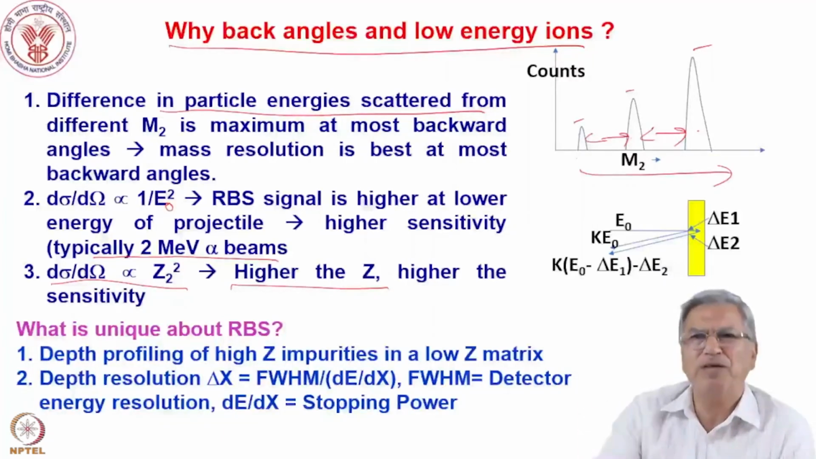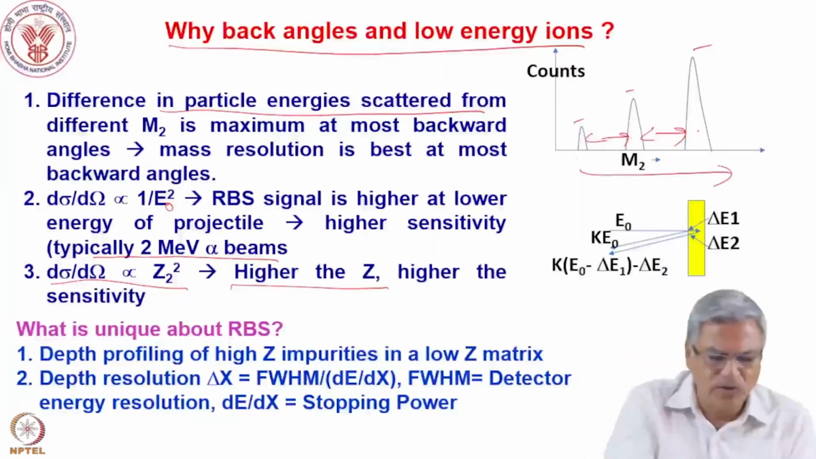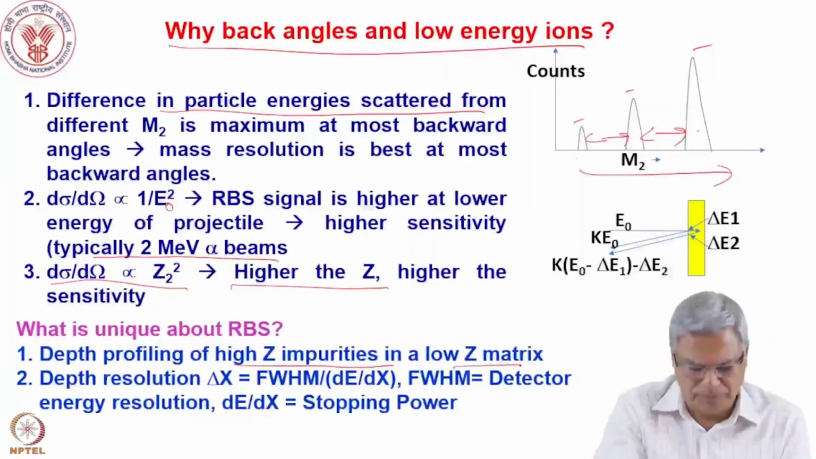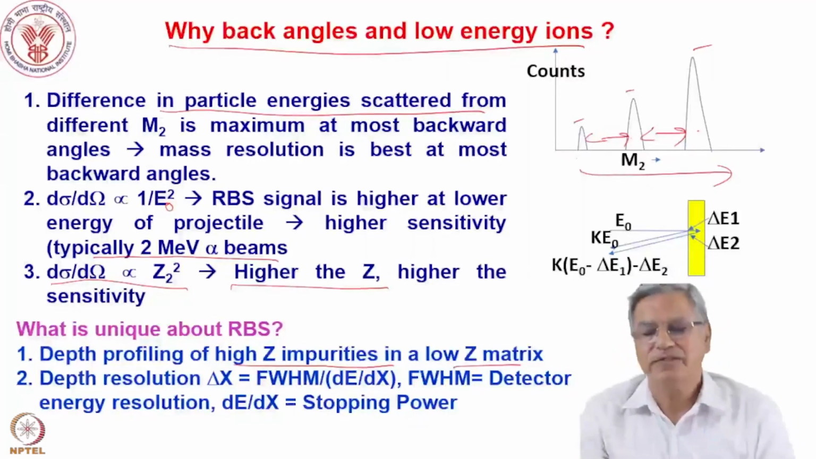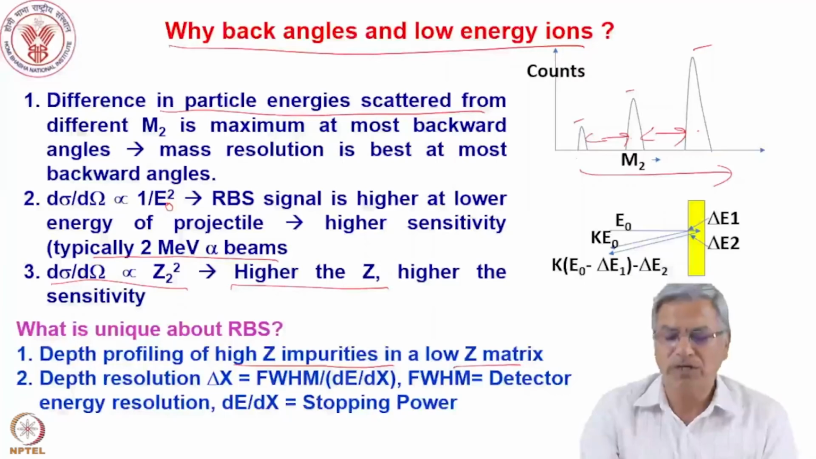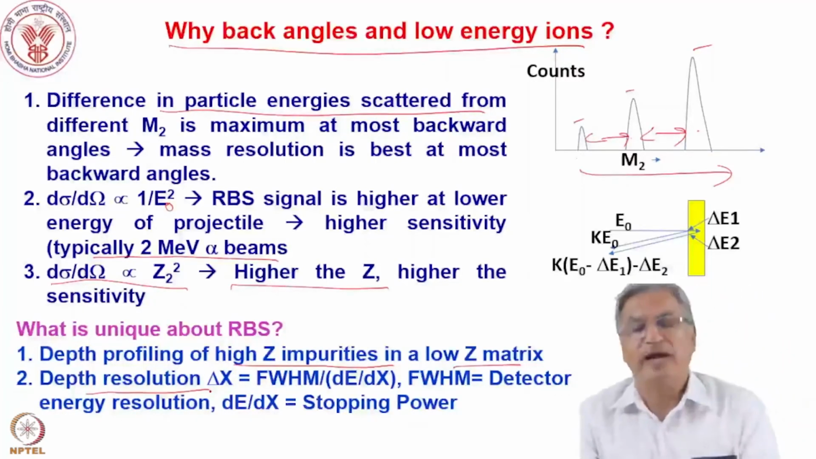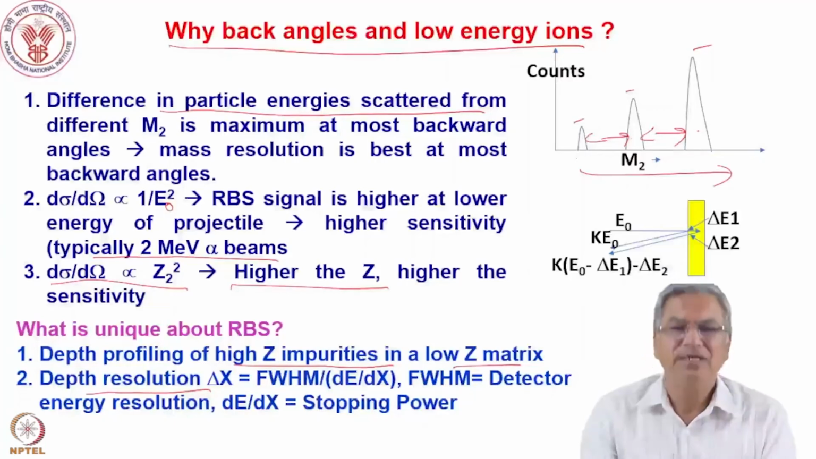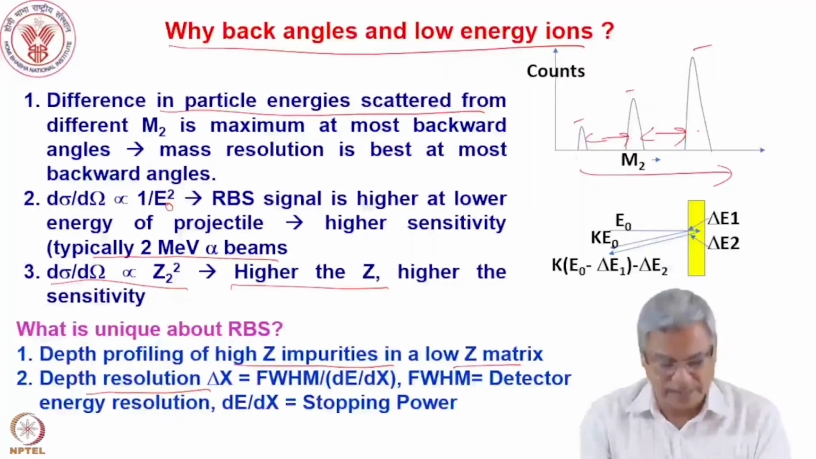So there will be several applications. One is determination of high Z impurities in a low Z matrix. Because higher Z is more sensitive, and they appear at high energy, you can distinguish them from the low Z matrix. And second is depth profiling. You can do depth profiling by the RBS technique, because the backscattered ion energy will be different depending upon the depth from which the scattering is taken.